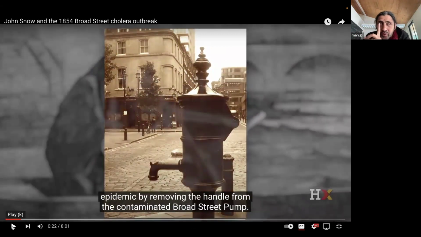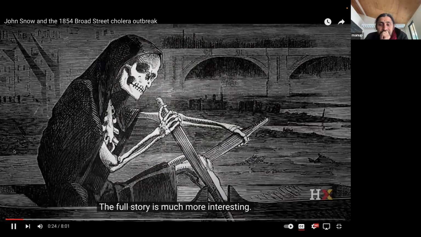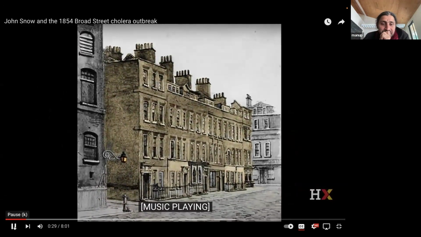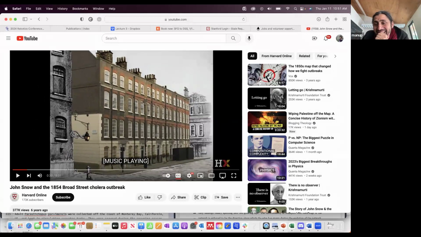So just very important in that sentence, the outbreak was known, but he did not know the agent or how infection actually spread. Street pump. The full story is much more interesting. I'm going to leave it here. The full story is indeed very interesting, and that's something that you should all read about.